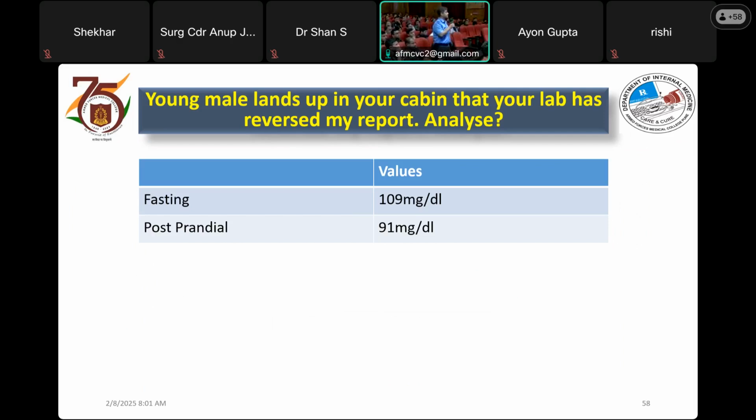Sir, this kind of picture can happen if there is some imbalance with the counter-regulatory hormones, sir, or if during fasting there is no suppression of gluconeogenesis or hepatic glucose output is not reduced, sir.